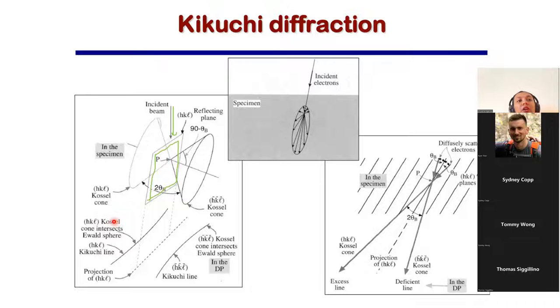Now, we talk about the Ewald sphere here. So this Ewald sphere is basically nothing. When you have a different diffraction spot, so I can quickly draw it for you.